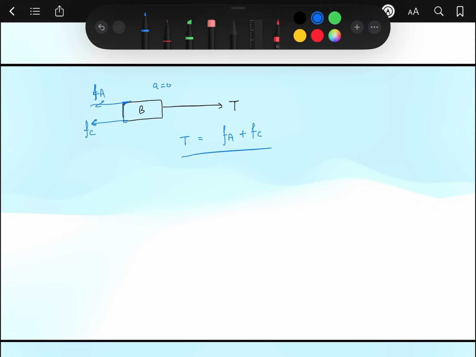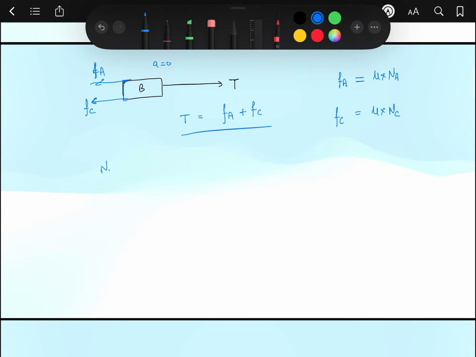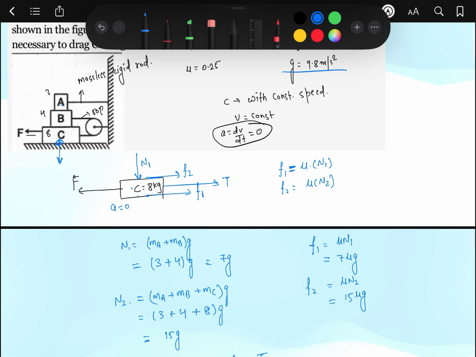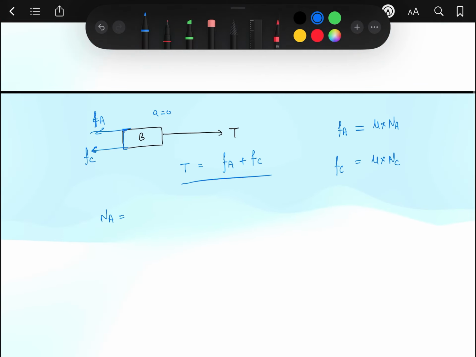Now I have to write the values of FA and FC. So what is the value of FA here? That will be mu multiplied by the normal force acting on this upper surface, let me call it NA, and FC will be mu into the normal force due to the lower surface, let me call it NC, okay. So here NA will be equal to what? The weight of body A is acting in downward direction, so weight of body A is 3 into G. So NA will be equal to 3 into G, okay.